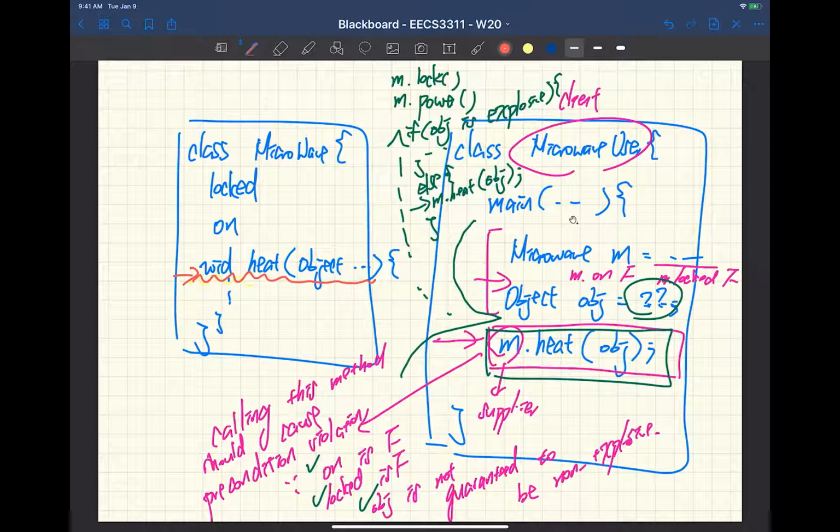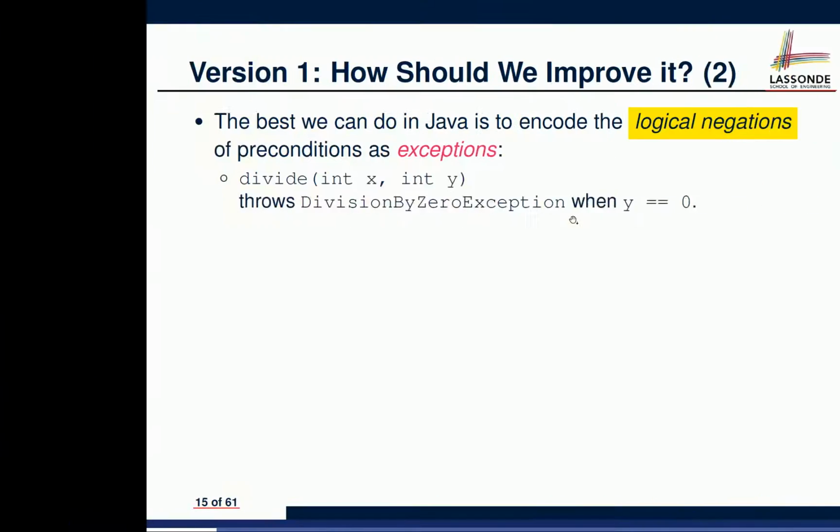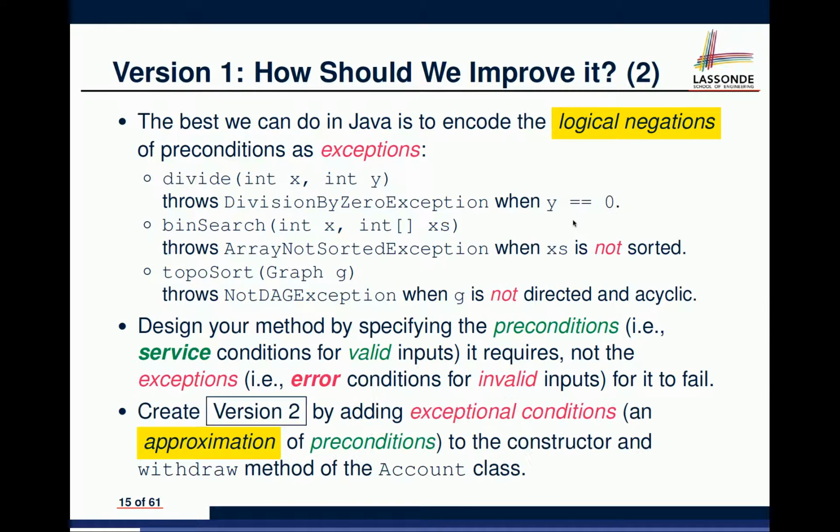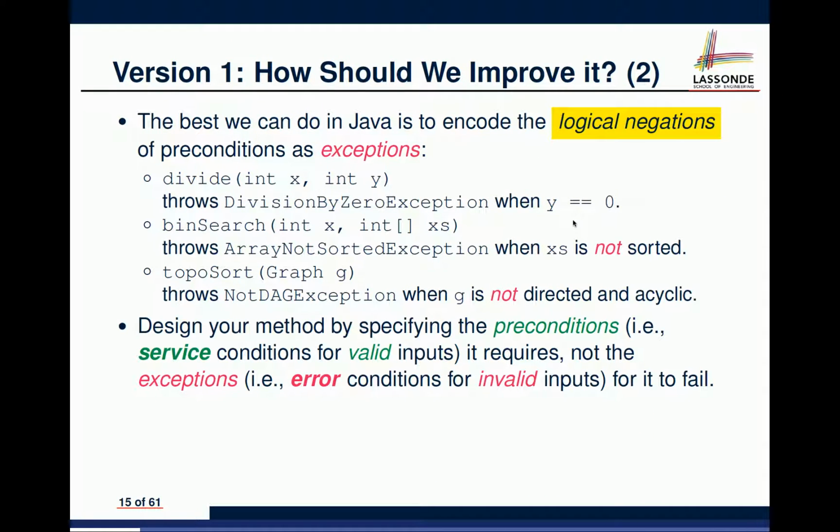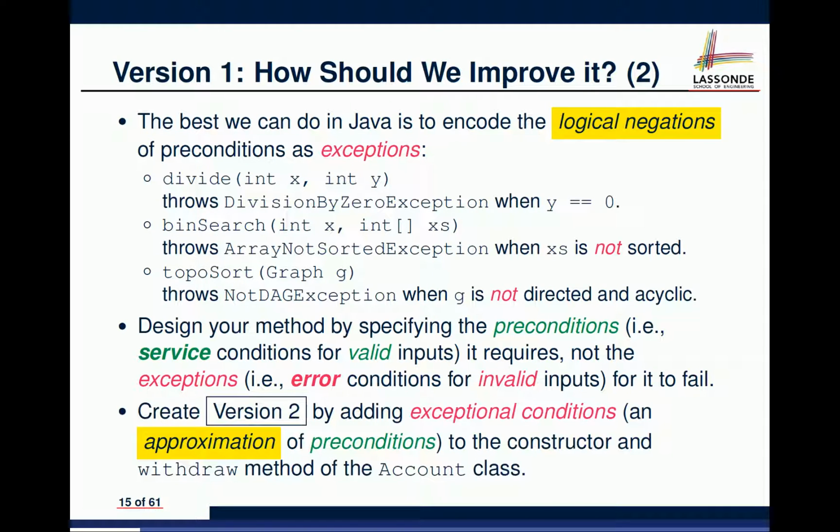Okay? If no more clarification is needed, I will go on a little bit. So now let's talk about this. This basically summarizes to say precondition is not exactly the same as exceptions, but they are a logical negation of each other. It's an approximation. So now let's move on to version 2. Version 2 will be very similar to version 1, except we want to prevent those three problematic scenarios from happening. How do we do that?